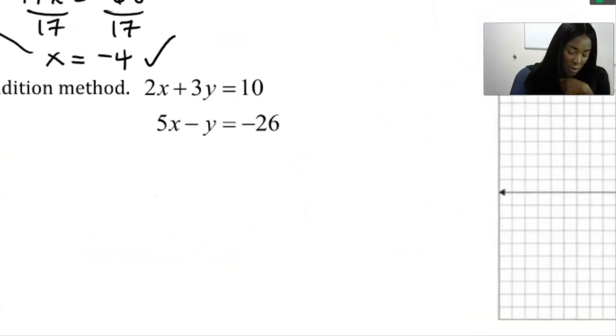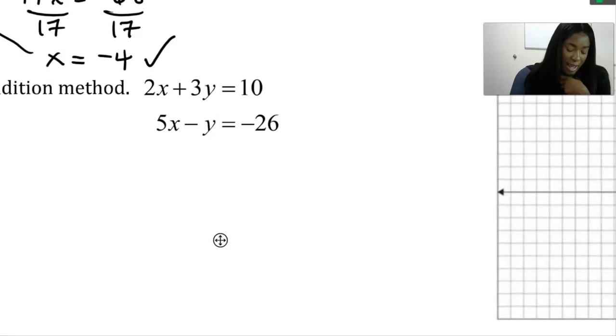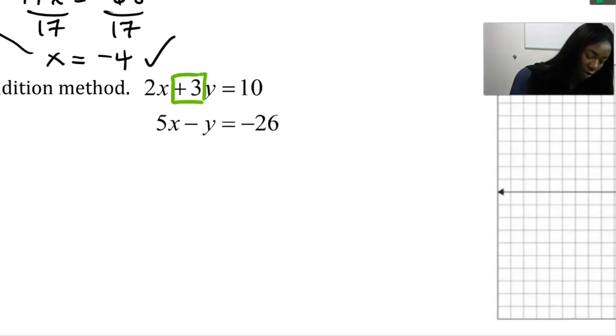When I look at these two equations, I have 2x plus 3y and a 5x minus y is equal to negative 26. I'm going to try to eliminate y. It doesn't matter which variable you try to eliminate. We'll see other examples where I eliminate x. But in order to eliminate y, if I have this positive 3y right here, I would need a negative 3y right there in order to eliminate it.